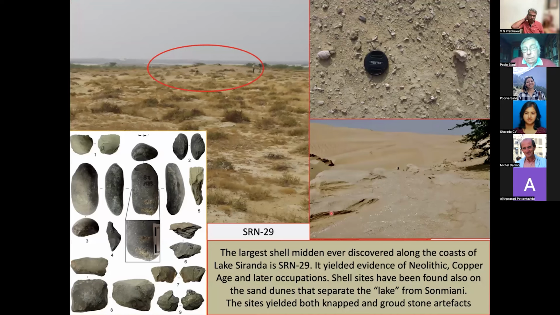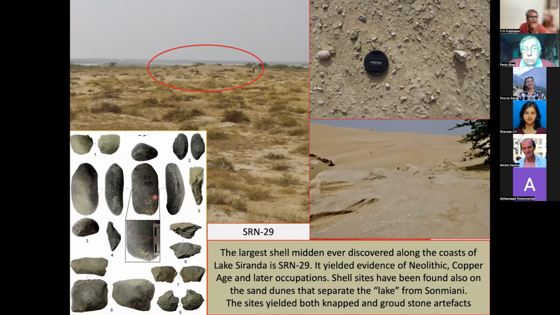Huge shell middens have been found in a few places. This is number 29. You see how huge the site is, and all around it there are shells everywhere. We have three different dates from this site. On the surface, you see these Terebralia palustris over here. This one, I can't see it very well. And here you have some of the artifacts we found from number 29.